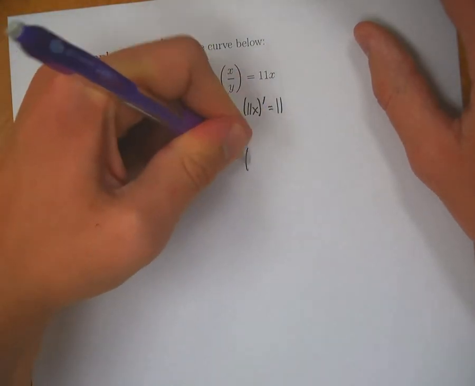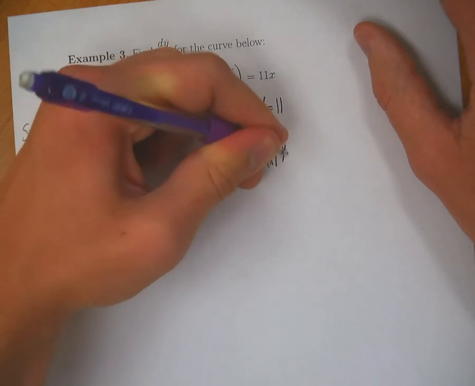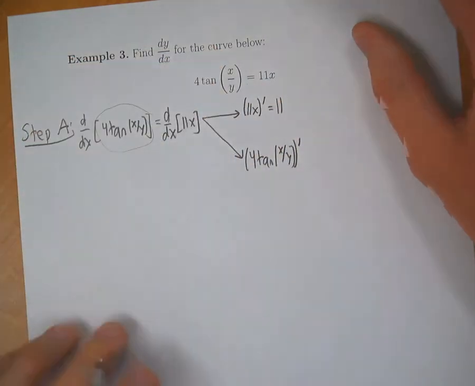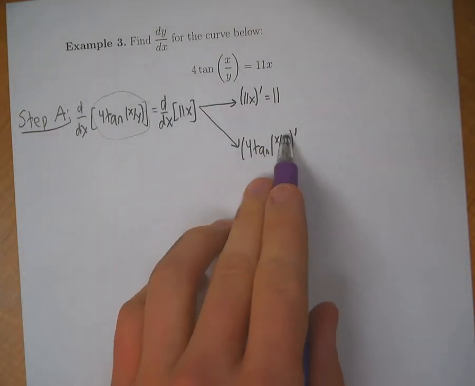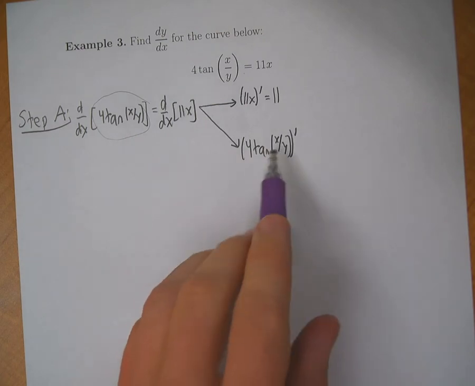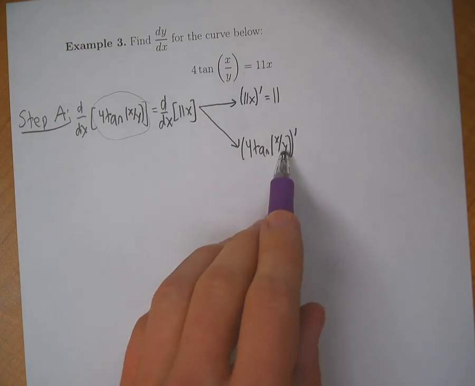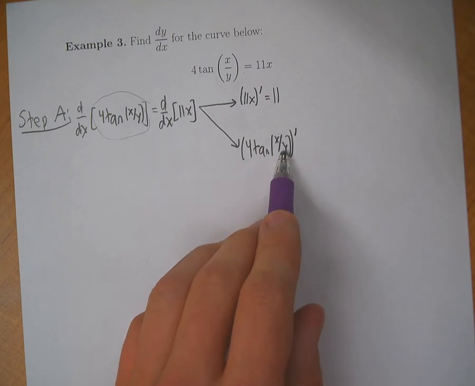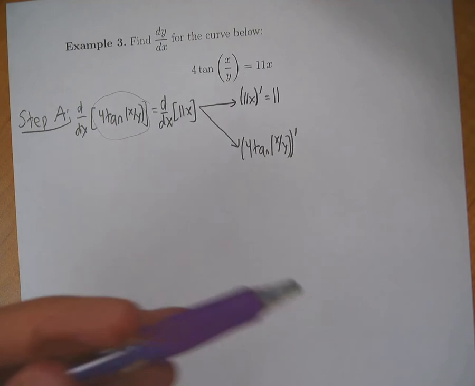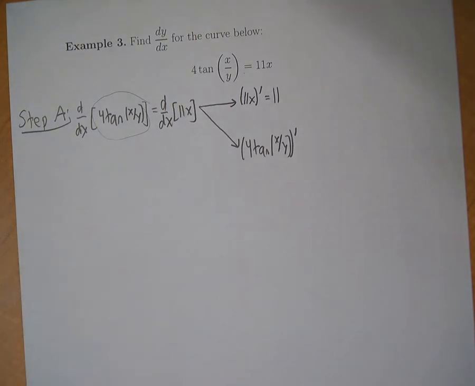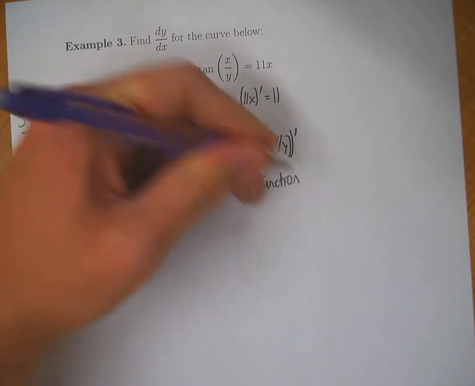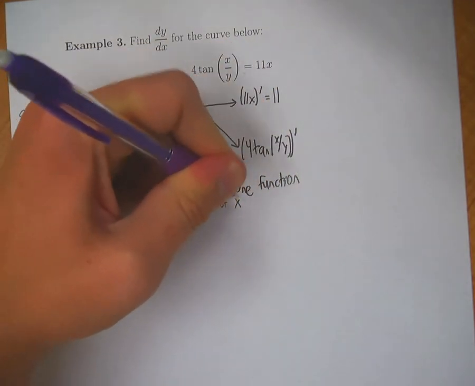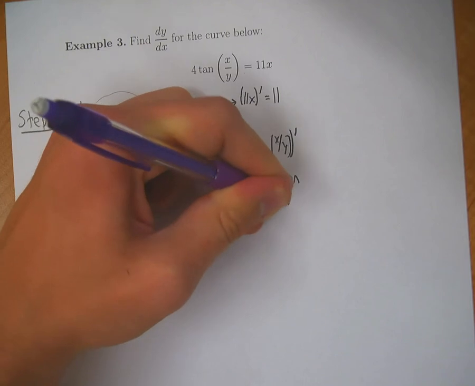If we were to differentiate 4 times tangent of x divided by y with respect to x, what do we notice? We have 4 times tangent of x divided by y. Since y is a function of x, so is x divided by y. So ultimately what this tells us is that we have one function of x inside of another. Let me go ahead and write that down. One function of x inside another.